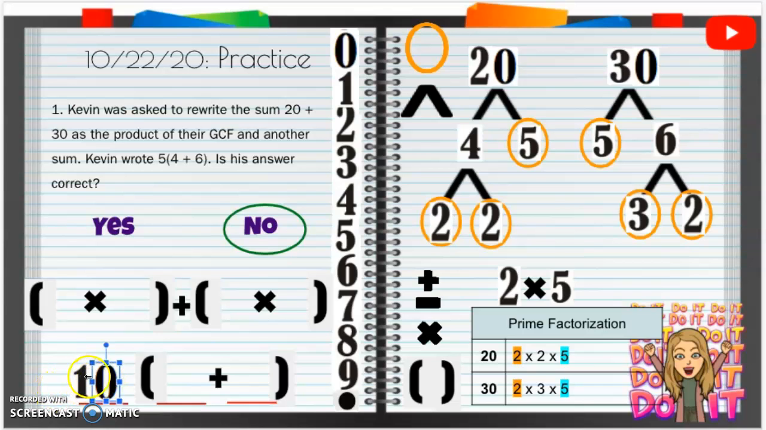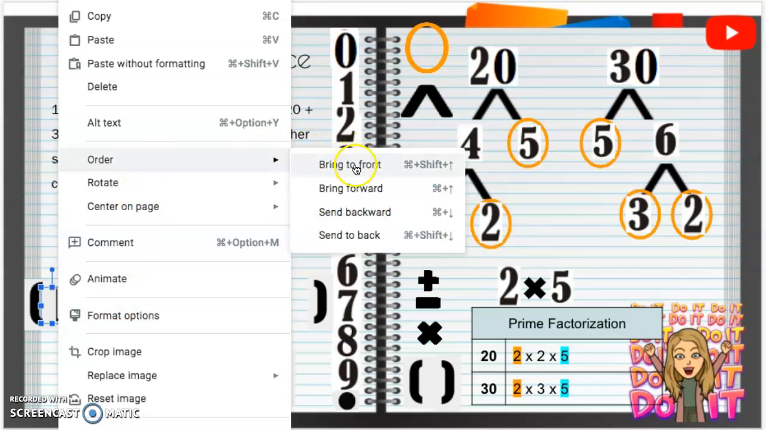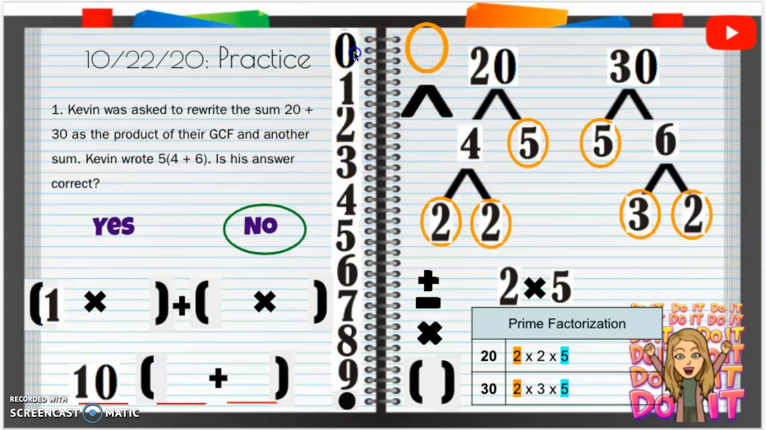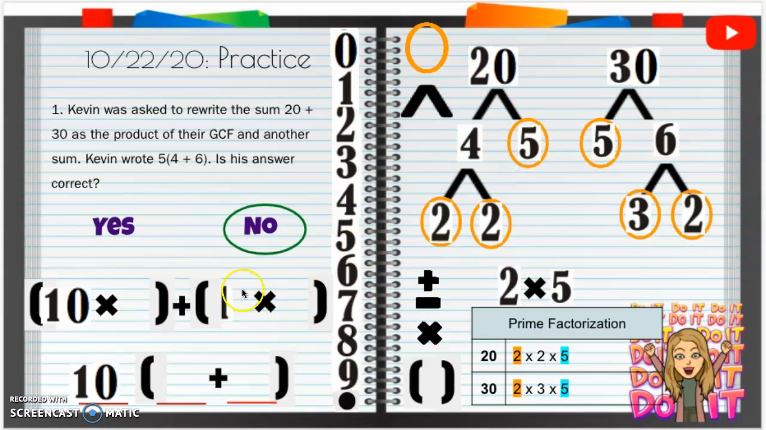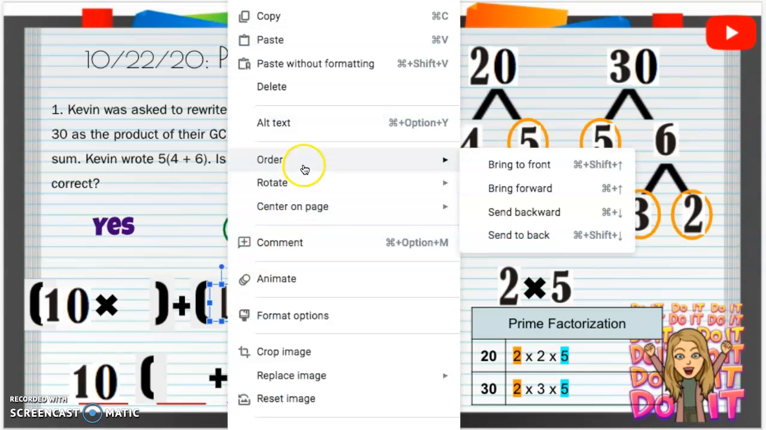Oops. Okay, so I'm going to have 10. I think I need to move it to the front. All right, give me 1 second. Move to front, bring to front. There we go. Now, why does it keep going to the back? Come on. There we go, bring it to the front.